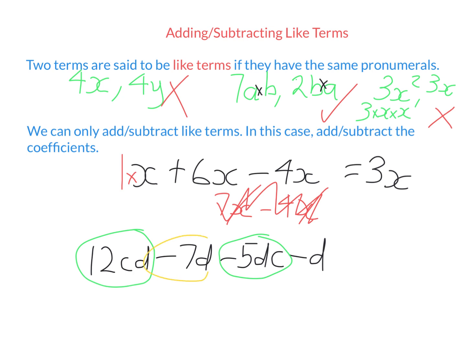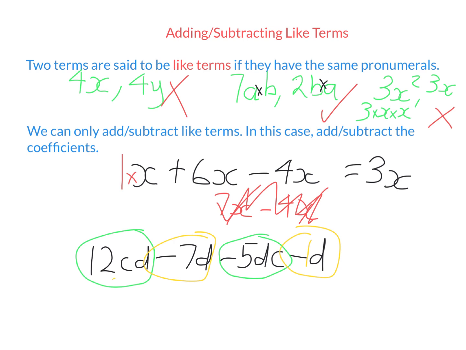Similarly, this term and this term are like terms. This is not 7D, it's negative 7D. This is negative D, which is the same as negative 1D, because D and 1D are the same thing. So when you have an expression like this, you need to do each pair of like terms separately.